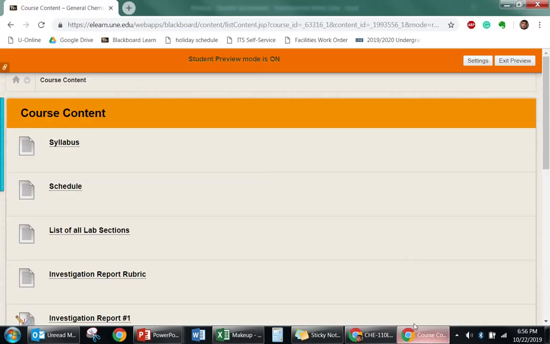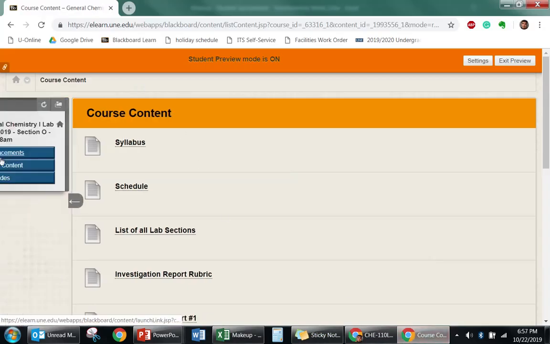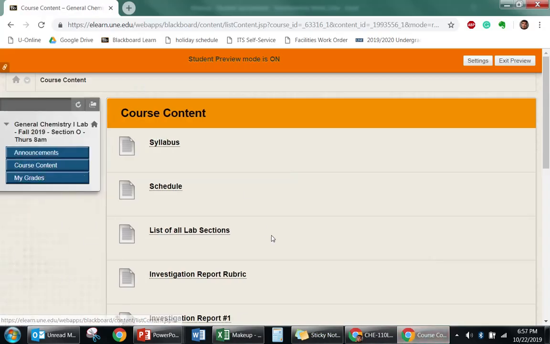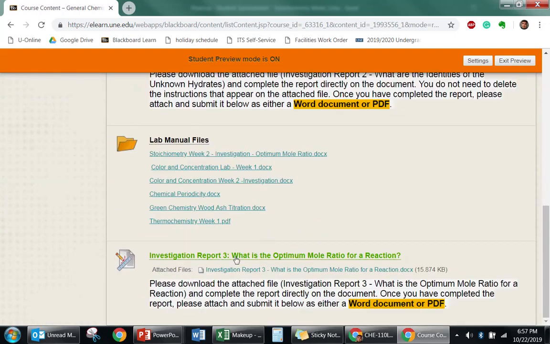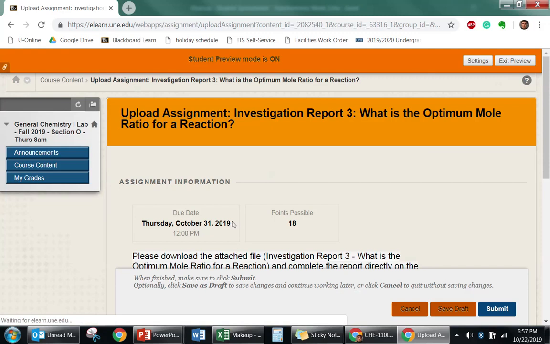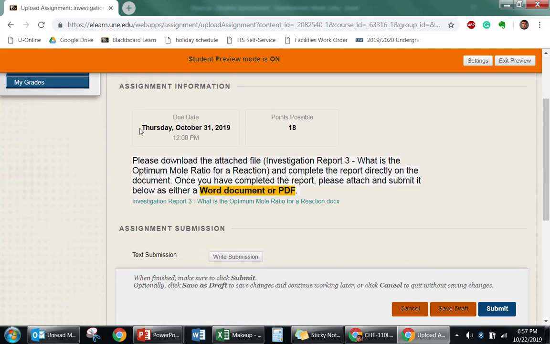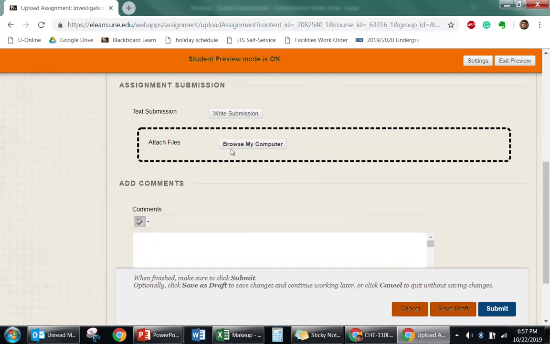On Blackboard, you'll see that under course content, under this tab right here, there is investigation report number 3. If you click on that, you'll see that the due date has been pushed forward an additional week. So this is going to be due next Thursday, October 31st at noon. What you can do is download this link right here, Investigation Report 3. You type up your report, and then you are going to attach it right here, just like the other ones.